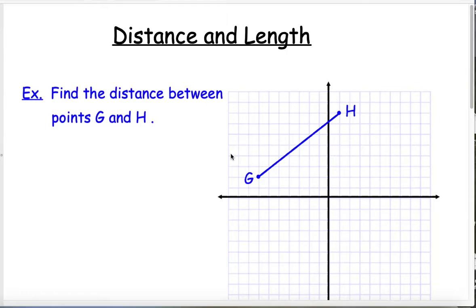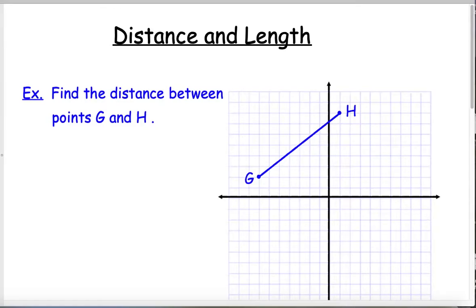In the last lesson, we learned how to find the midpoint of a segment that was graphed on the coordinate plane. Now we're going to figure out how to calculate the distance between 2 points, or the length of that segment in the coordinate plane. So what if I want to find the distance between points G and H, which is the same thing as saying find the length of segment GH. So how am I going to do this?